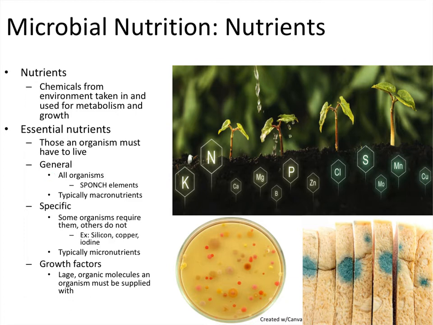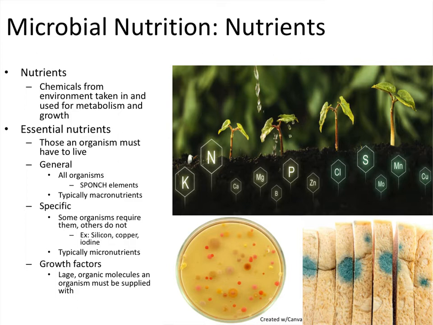Most of the time, general essential nutrients are also what we call macronutrients, meaning an organism requires these in large quantities. The reason for that is since most cells are made up primarily of things like lipids, carbohydrates, proteins, and nucleic acids, organisms need these 6 elements in large quantities so they can make those macromolecules.